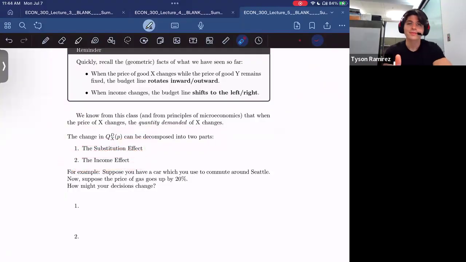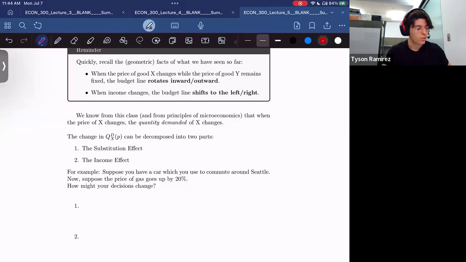All right. So for example, to illuminate this idea a little bit. Suppose you have a car and this is how you get around. This is how you get around town. This is how you get around Seattle. All right. Now, suppose the price of gasoline for taxes or environmental or even just supply and demand purposes goes up by 20%. How might your decision, your commuting decision, change?